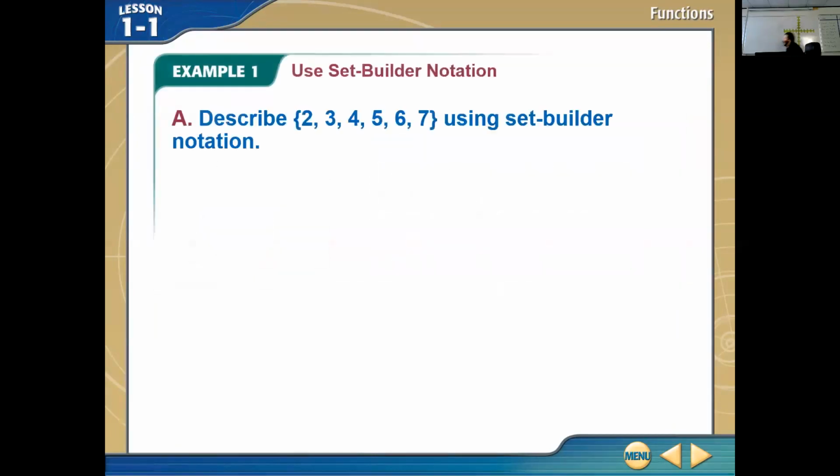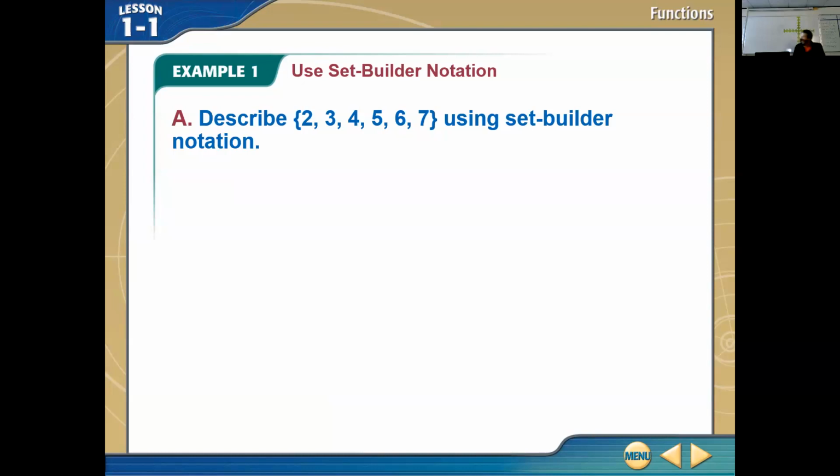So that brings us to our first example, and we're going to use set builder notation to describe 2, 3, 4, 5, 6, and 7. We want to use set builder notation to give that domain. So the key thing when we're using set builder notation is we are going to name the set. You can name it n, you can name it x, you can name it a.